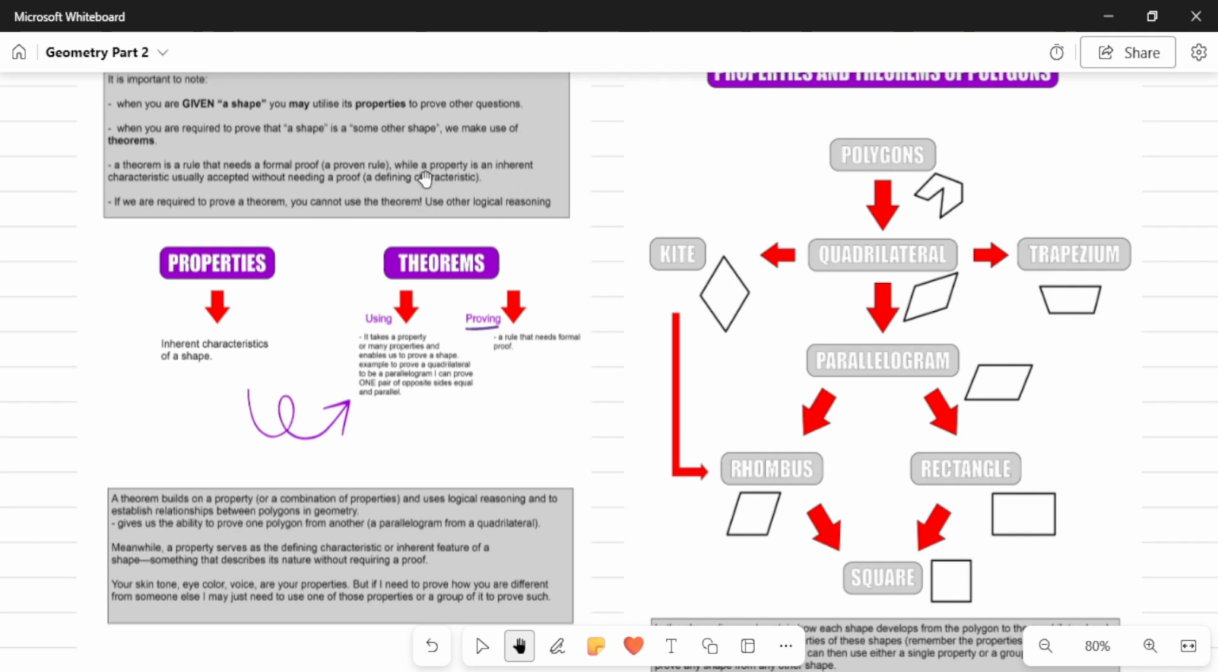Okay, so now that you understand the difference between a property and a theorem, right? And we've already discussed theorems involving quadrilaterals and parallelograms. That is, if you are given a quadrilateral, how can you prove it to be a parallelogram? We've talked about that extensively. We've learned 3 proofs, and there's 2 other ways that we've learned to prove that a quadrilateral is in fact a parallelogram, right? So let's go there.